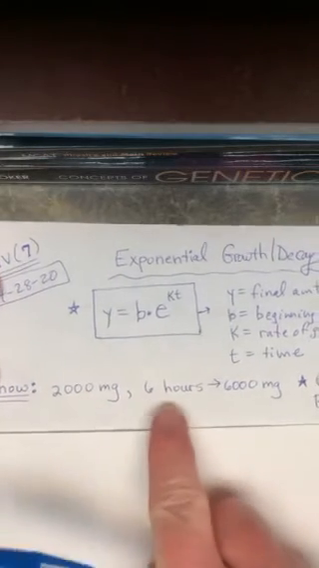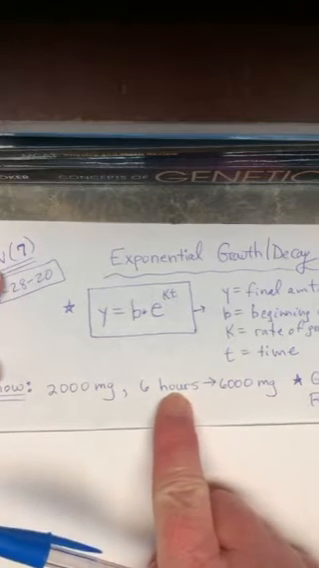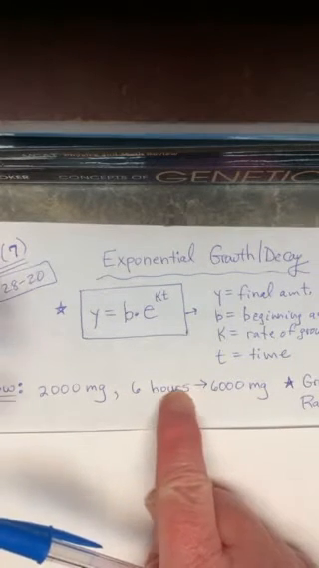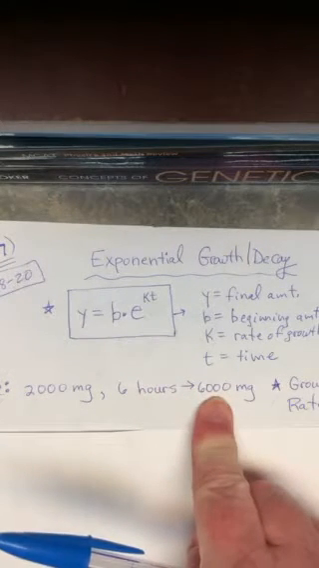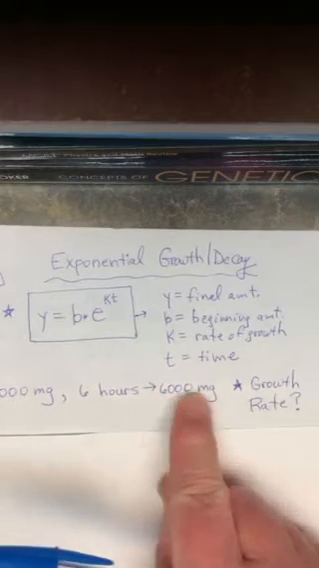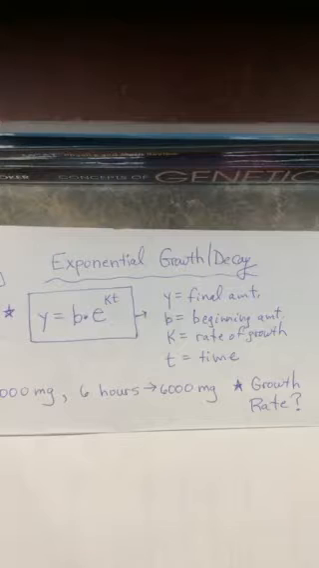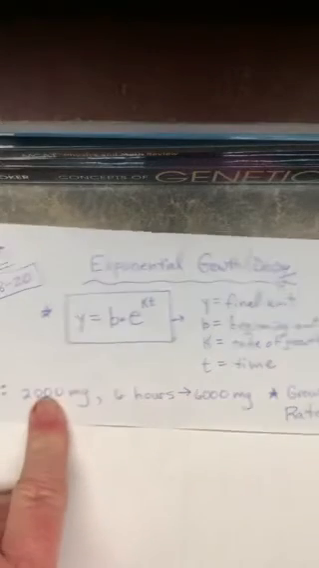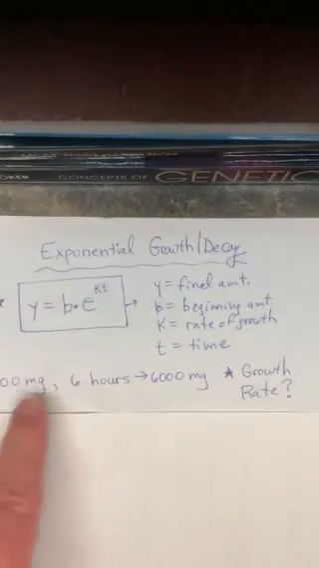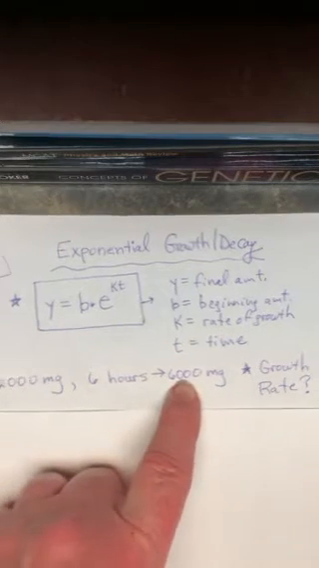We let it sit around for 6 hours. Whoa, and after 6 hours, it grew and multiplied and got more and more of it, and it grew to 6,000 milligrams of material. And we simply want to know, what's the growth rate of that material? So if you go to the doctor, he takes a throat culture, he swabs 2,000 milligrams of stuff, and 6 hours later, oh my gosh, there's 6,000 milligrams of that stuff.